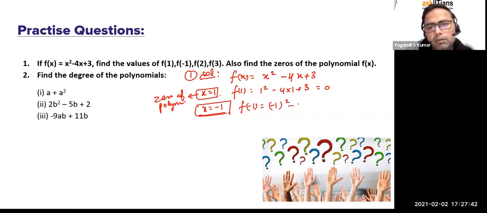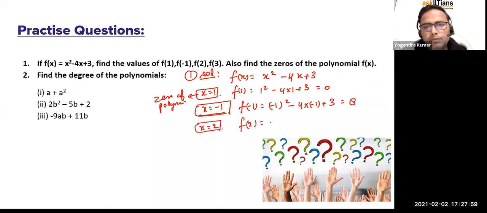Now minus 1: minus 1 square minus 4 into minus 1 plus 3. So we are getting here 1 plus 4, 5, plus 3, 8, right? 8 we are getting. Now x equals 2. So f of 2 is what? 2 square minus 4 into 2 plus 3. What are we getting? 4 plus 3, 7, and minus 8. So we are getting minus 1, right?